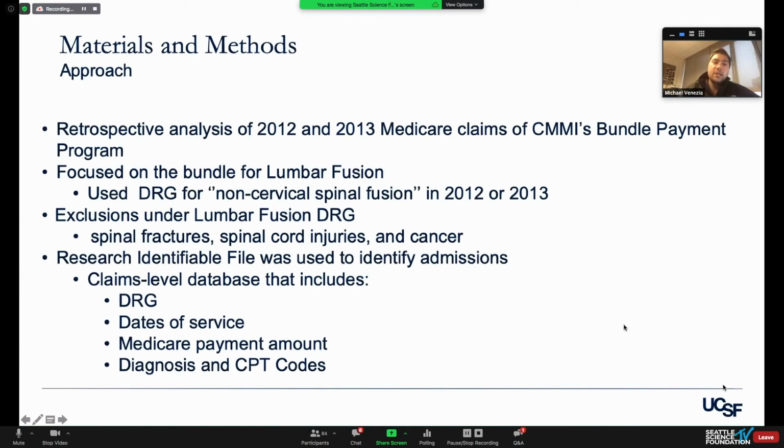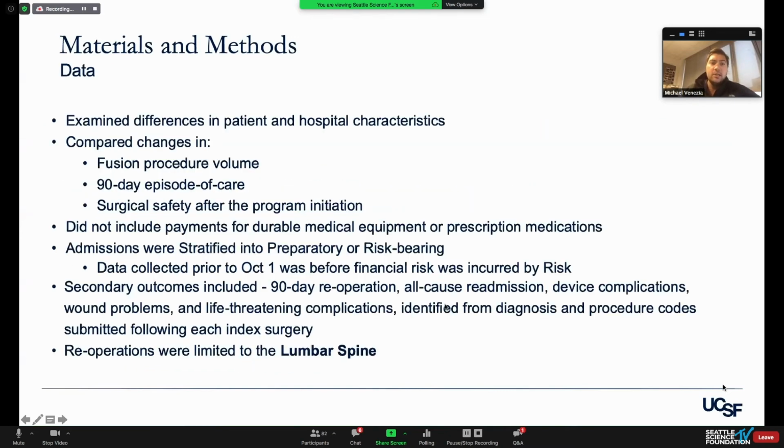So for this study, it was a retrospective analysis of the 2012 and 2013 Medicare claims of the bundled payment program, and this paper focused on the bundle for lumbar fusion. The specific DRG it used was non-cervical spinal fusion, which is a very non-specific DRG, as we all are aware. They excluded spinal fracture, spinal cord injuries, and any sort of tumors. And they looked to identify claims-level data in a database that included DRG, the dates of service, as well as the payment amounts and the CPT codes.